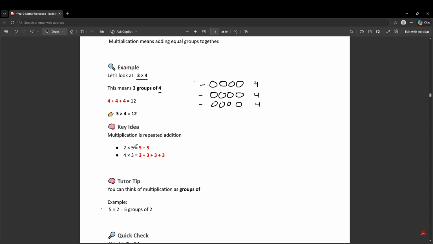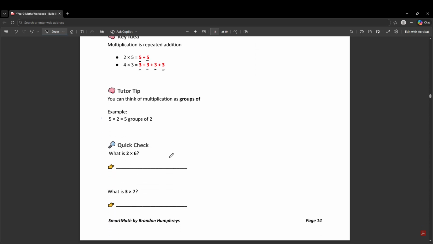The key idea for this is multiplication is essentially repeated addition, where 2 multiplied by 5 is just 5 plus 5, since we have 2 groups, and 4 multiplied by 3 is just 3 plus 3 plus 3 plus 3, which is an easy way to think about it.